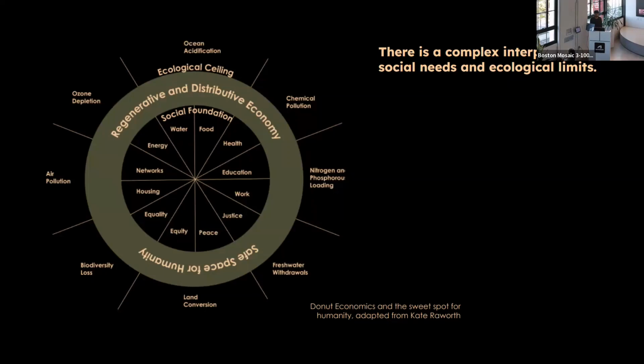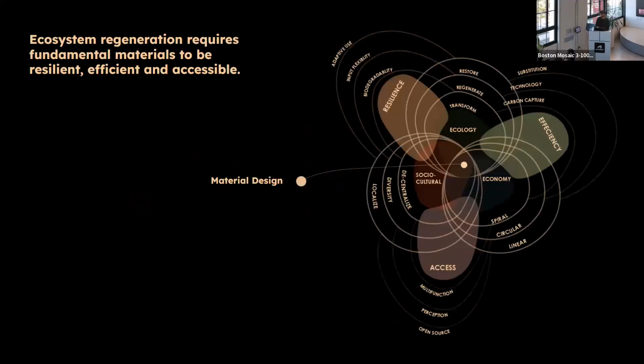So there's a very fine balance between what humans need and what the planet can provide. So for me, it was about how we make connections between these different fundamental domains of, as I'm considering, ecology, socio-cultural, and economy. And talking to various scientists, professors, and engineers, I realized that three values that were resonating were resilience, efficiency, and access.